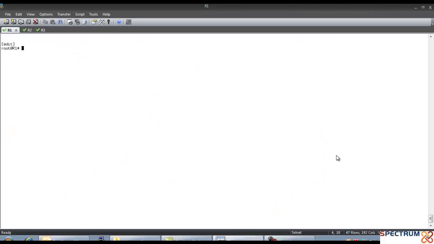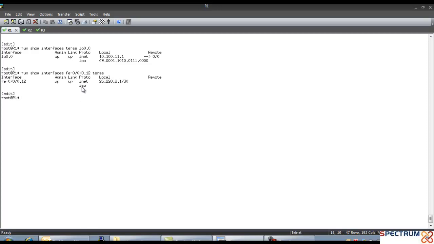Before configuring the ISIS protocol, first we have to configure the net address on the loopback interface, and then we have to enable the family ISO on the interfaces which are participating in protocol ISIS. So I already configured the net address on the loopback interface on all three routers. Similarly, the net address configured on R2 and the net address configured on R3. Now we have to enable the family ISO on the interfaces which are currently participating in ISIS. On router 1, the interface FE0/0/0.12 is currently participating in ISIS. Family ISO is enabled on this interface.